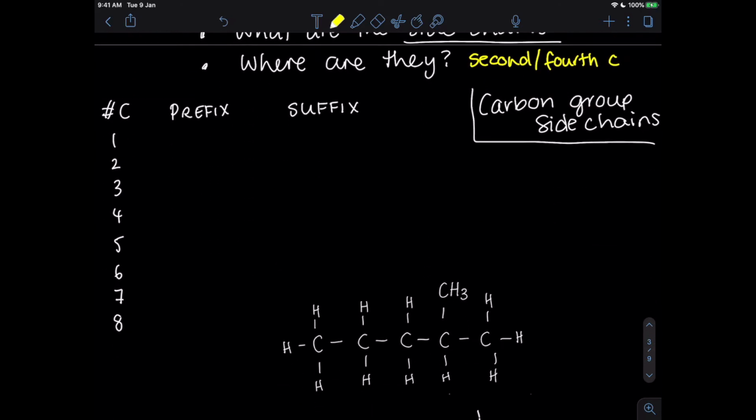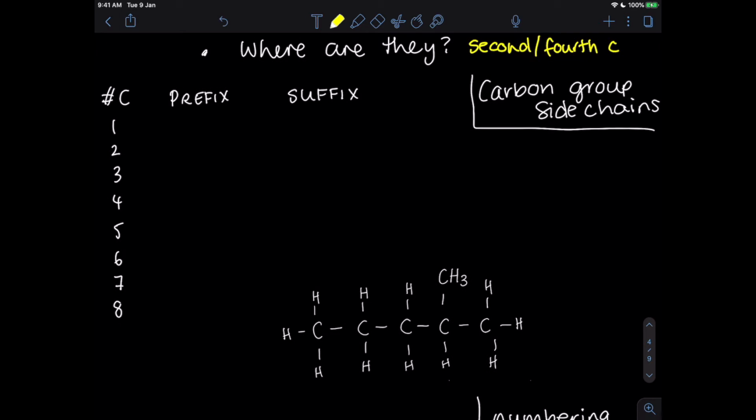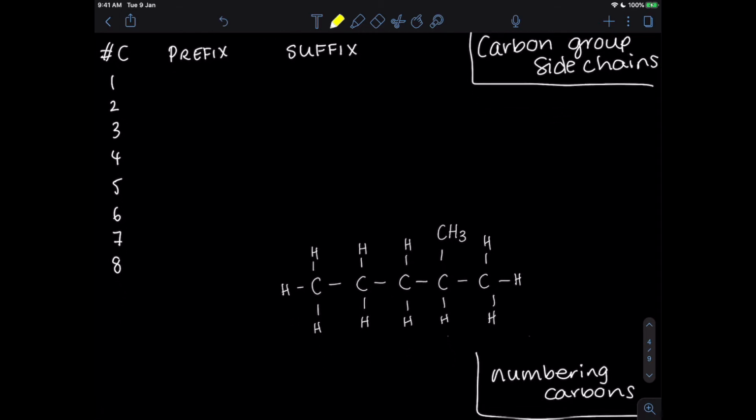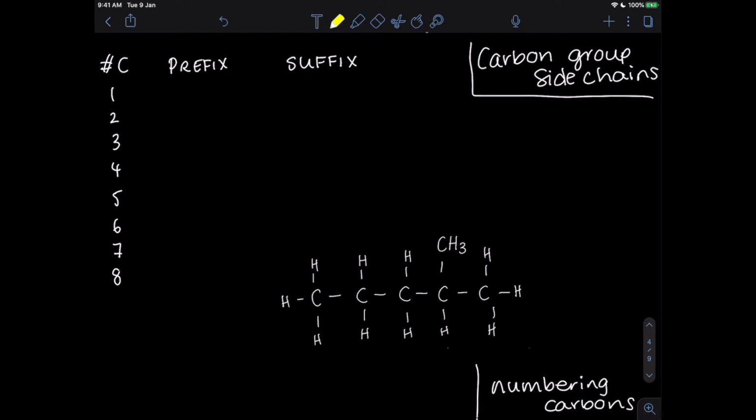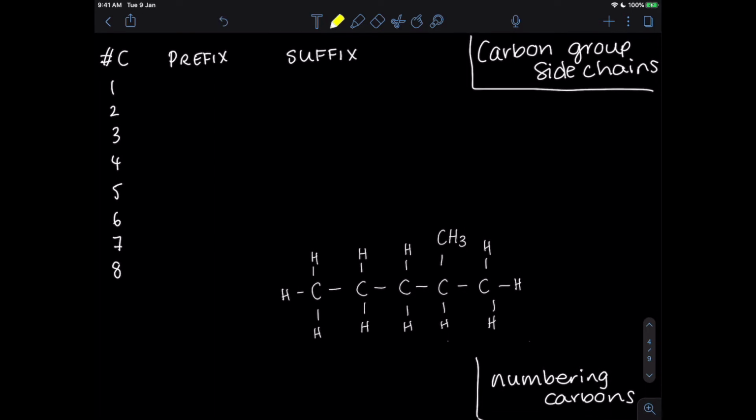So to remind ourselves of our prefixes for number of carbons. I told you in the last video that our prefixes for numbers of carbon are something that we can use across functional groups and also for carbon side chains. So luckily, we don't have to learn new prefixes for numbers of carbons in a chain, because we already know them. We learned them in the last video. So I'm going to go through them again.